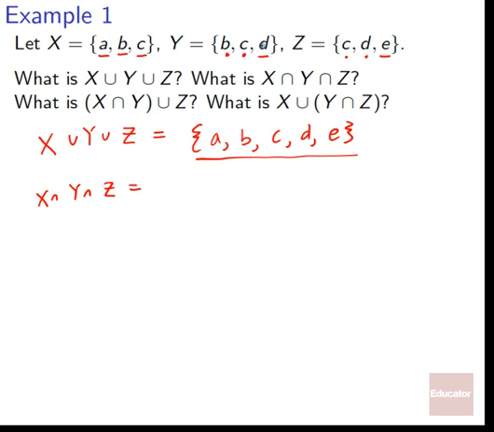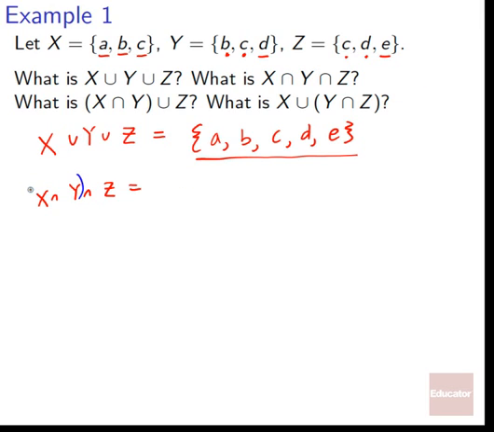Well, A does not show up in Z, nor does it show up in Y. B does not show up in Z. It does show up in Y, but it has to show up in all three of them. C does show up in Y, does show up in Z, so C is in. And since everything else must not show up in X, it must be that the only thing inside of it is C. We can also break this down into two pieces.